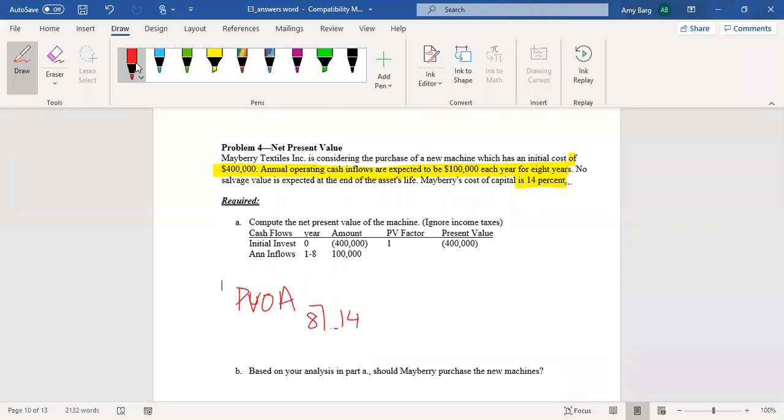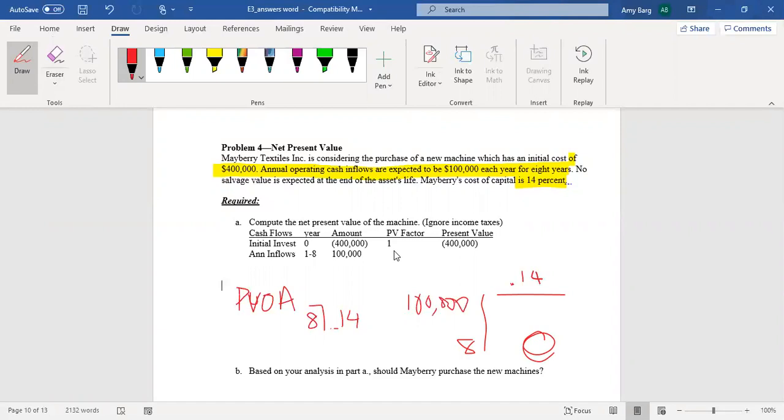And since we're still just doing basic stuff, it's not splitting it up semi-annual or anything like that. So it's just going to be 8 years and 14%. You'll have to find the present value of an ordinary annuity of $100,000, and you're going to look across the top, where the percentages are, for 14%, and then down the side you're going to look for the 8, and you're going to find whatever that number is.